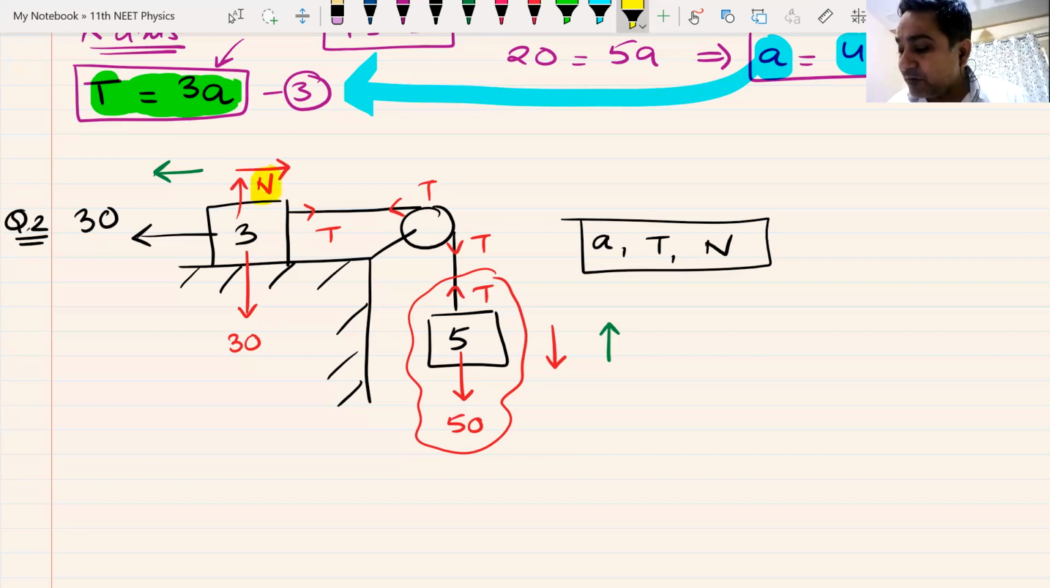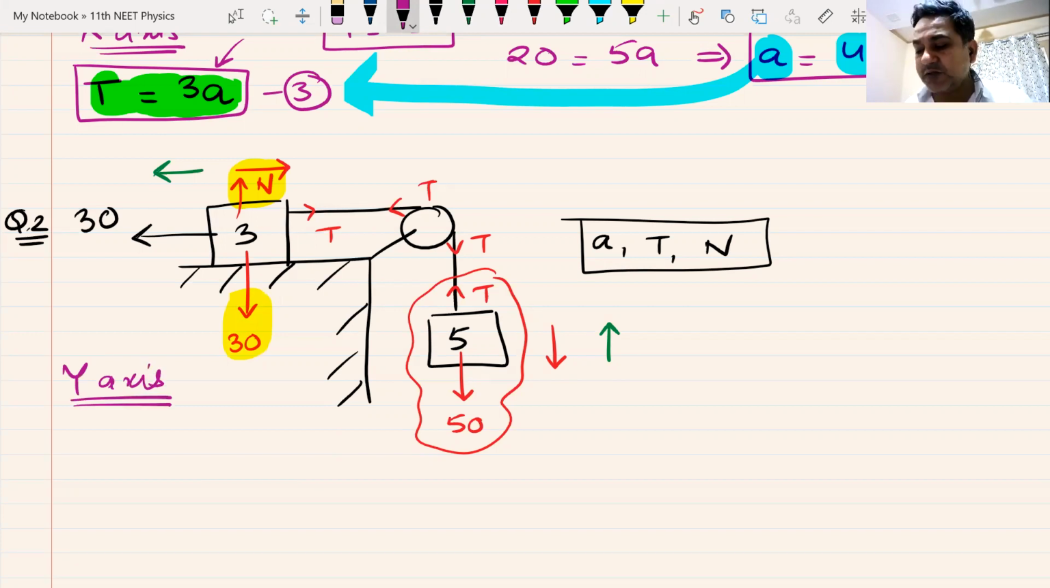So for the 3 kg block, N is upwards, as you can see here in the yellow, and 30 is downwards. I can straight away write the equation without understanding whether the motion is up or down for the 5 kg block. I can write the equation for y-axis for the 3 kg block. The equation for y-axis is N is equal to 30, because whatever happens, it is not going to move up and down. Do we understand this, everyone?